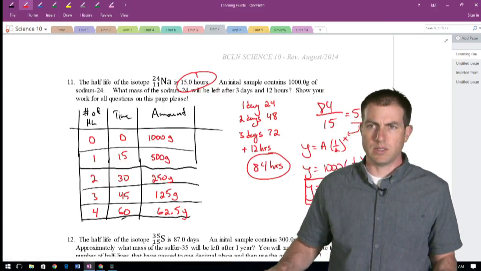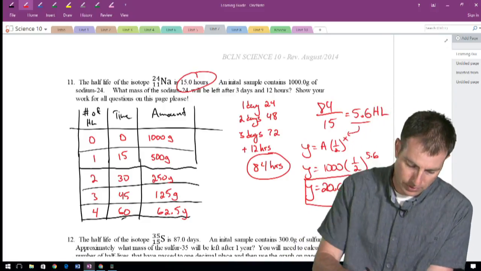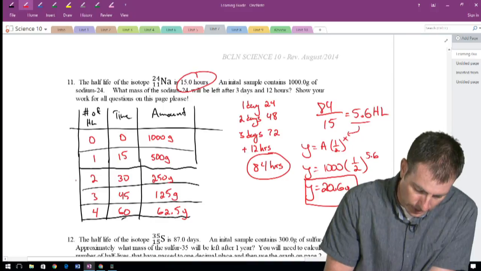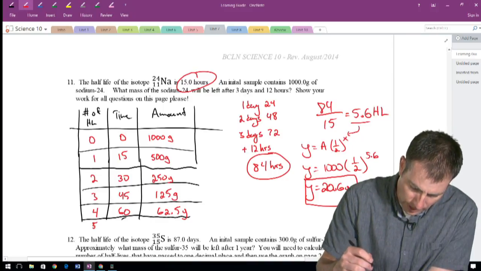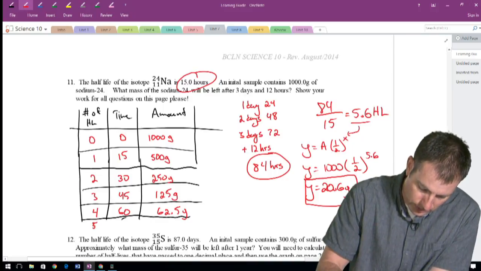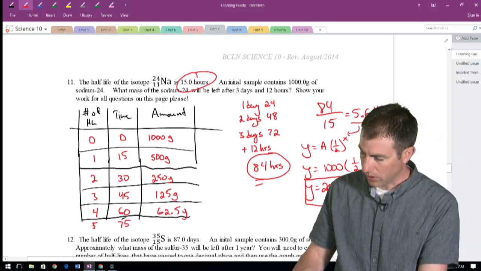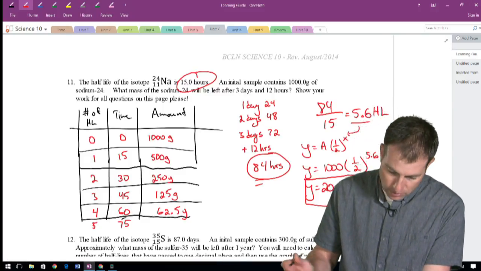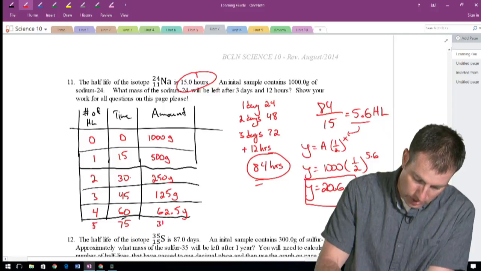Things get a little bit hairier after this. Let's continue on. Kind of ran out of room on my chart here. I'm going to have another, 5 half-lives is 75 hours. So I'm getting close to the 84. I'm going to use my calculator now. So 62.5 divided by 2. Probably could have done that in my head.